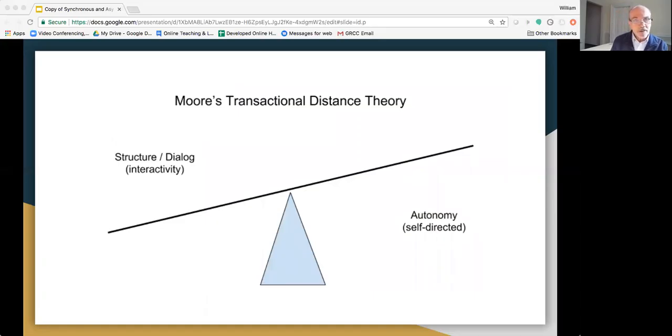So Michael Moore's transactional distance theory suggests that this physical separation between the student and instructor also has the potential of creating a psychological or an emotional distance as well, this transactional distance. And that transactional distance may be mitigated by the degree of structure and interactivity built into the course. So we're going to talk a little bit about that. The graphic that I'm sharing illustrates this principle, that the more autonomous a learner, on the right side of the graphic, the less structure and dialogue that may be required on the left side.